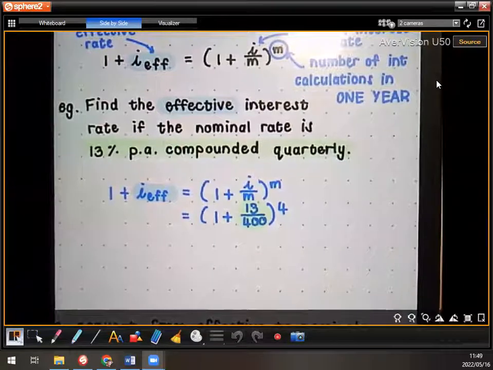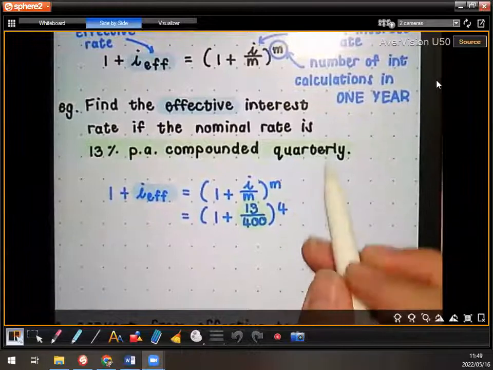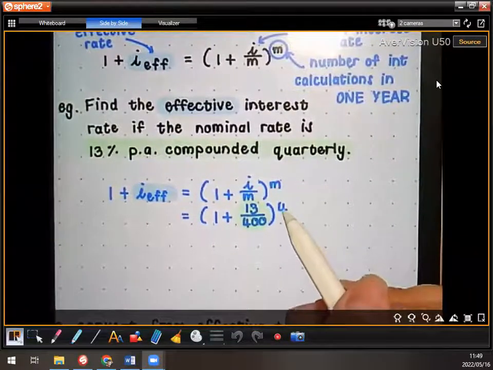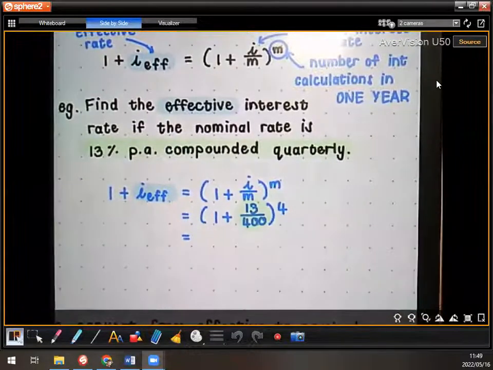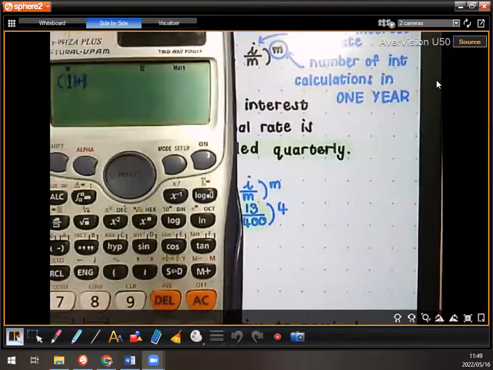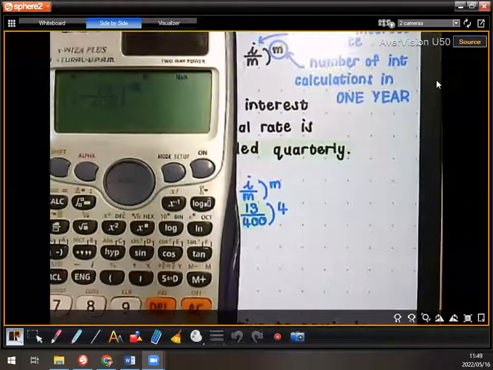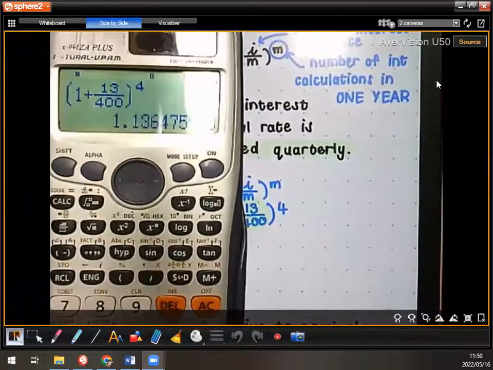Even if they say this is an investment for 12 years, doesn't matter. In this formula, we always put the number of quarters in 1 year, because it's quarterly. So that will always be 4. Now we're going to type that into the calculator. We type 1 plus 13 over 400, close bracket to the power of 4. We get that. You can write that down if you want to.